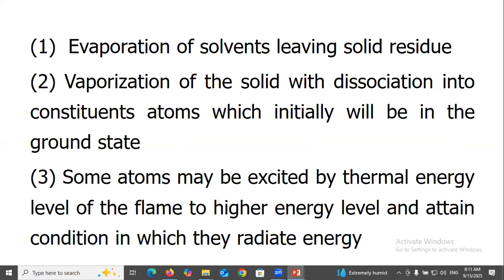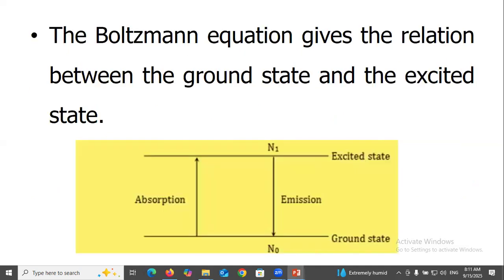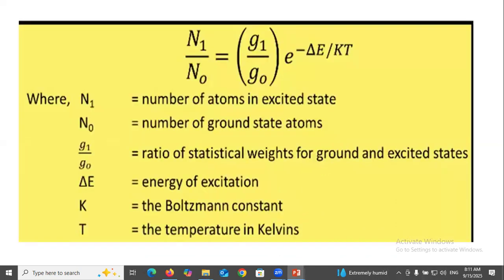which they radiate energy. The Boltzmann equation gives the relation between the ground state and the excited state: absorption and the ground state, and emission, the excited state. N1 over N0 equals G1 over G0 times e to the power minus delta E over kT. N1 is the number of atoms in the excited state, N0 the number of ground state atoms, G1 over G0 the ratio of statistical weights for ground and excited state, delta E the energy of excitation, k the Boltzmann constant, T the temperature in kelvins.